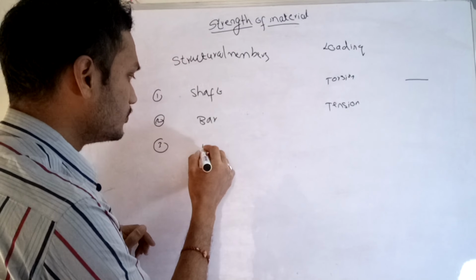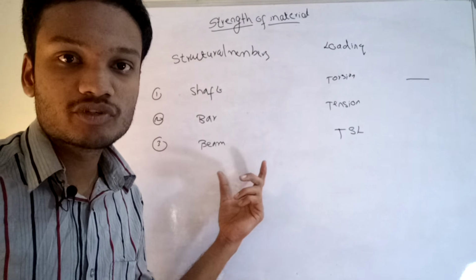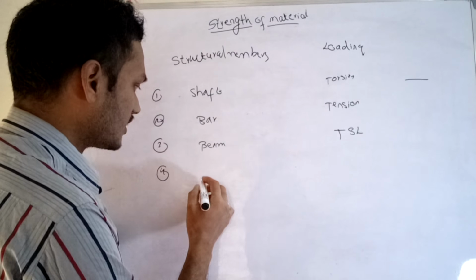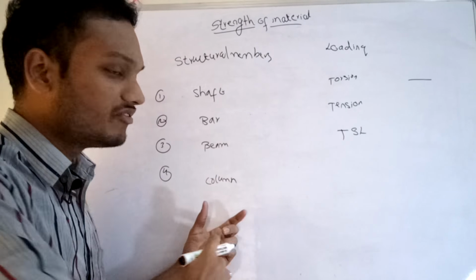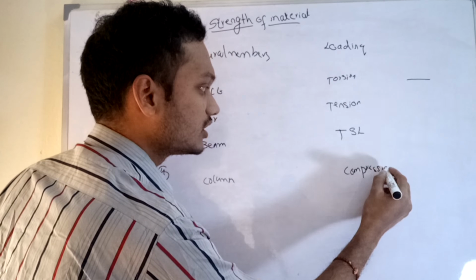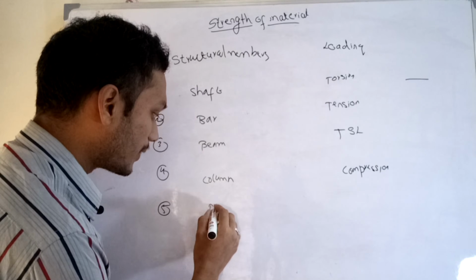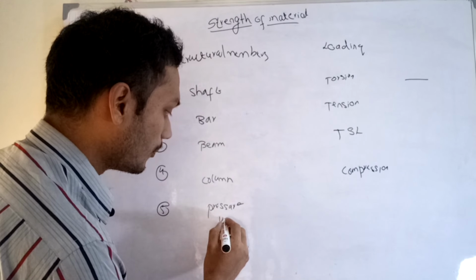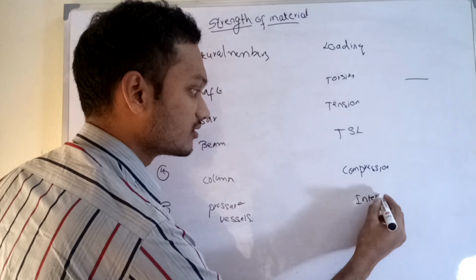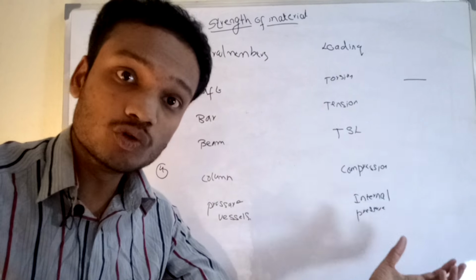Similarly, the third one is beam. If my beam is subjected to the transverse shear load, what are the stresses induced and how are we going to calculate those stresses? Similarly, fourth, if my column is subjected to compression loading, what are the stresses induced and how are we going to calculate them? Similarly, we have pressure vessels. If my pressure vessel is subjected to internal pressure, what stresses are induced and how are we going to calculate the stresses?